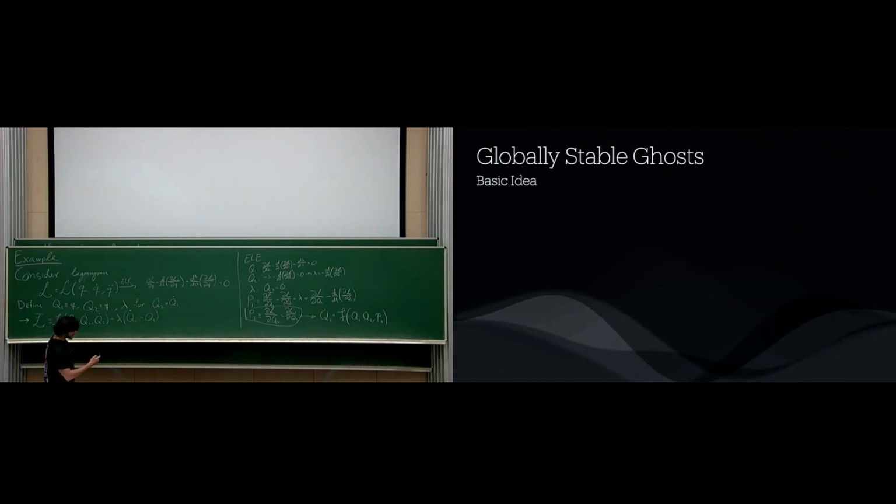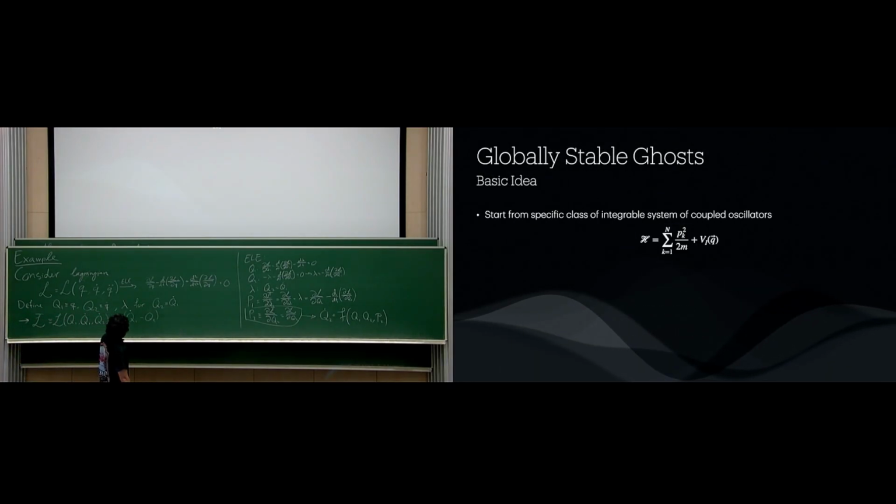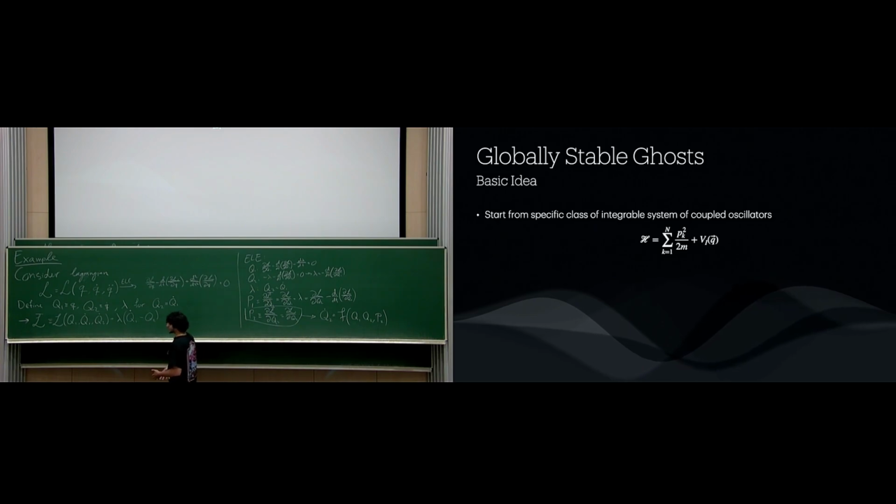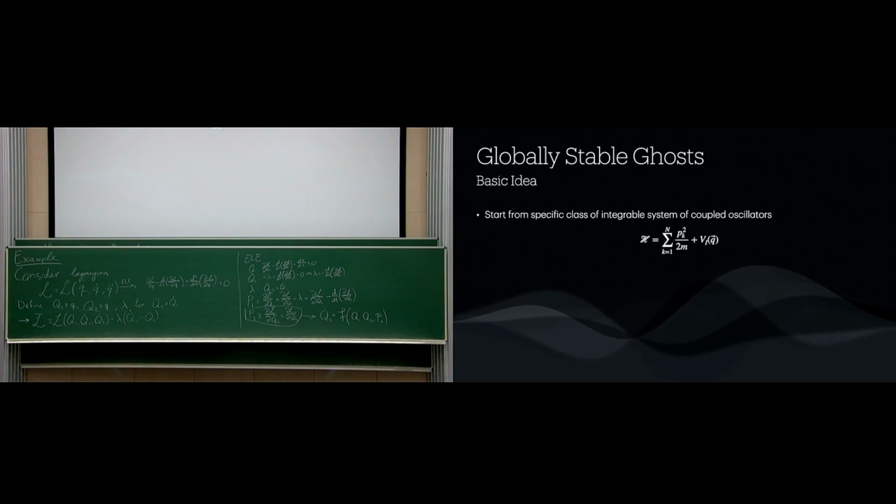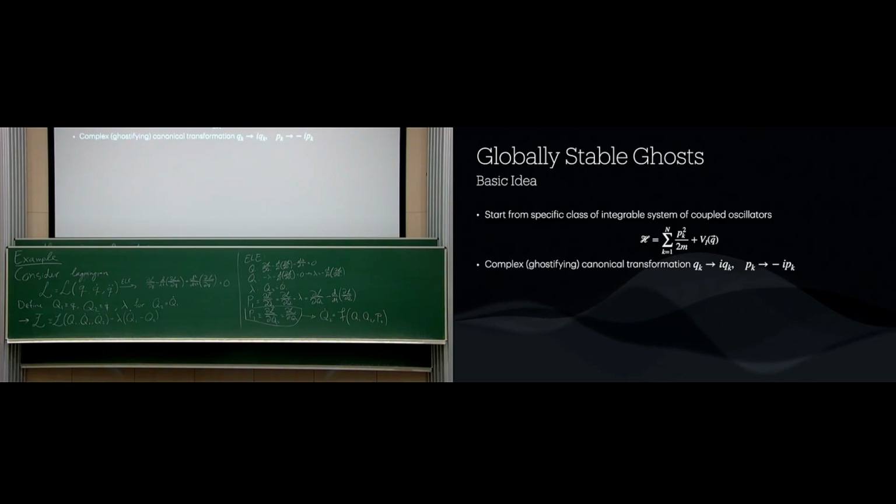Okay, so the basic idea of these systems then is that you start from a very specific class of integrable systems where you have, at least at quadratic order, just decoupled harmonic oscillators, and they interact quite non-trivially through this sort of interaction term potential right there. And the idea is that you ghostify these systems. Now, how does that work?